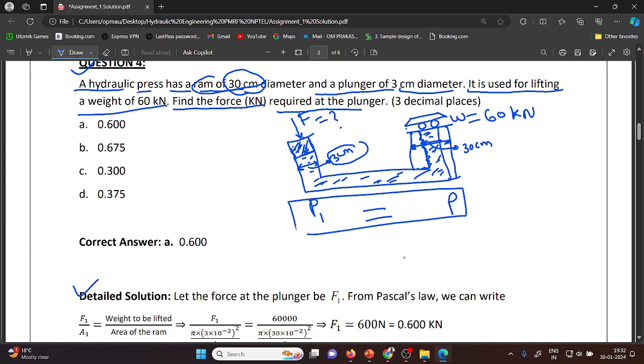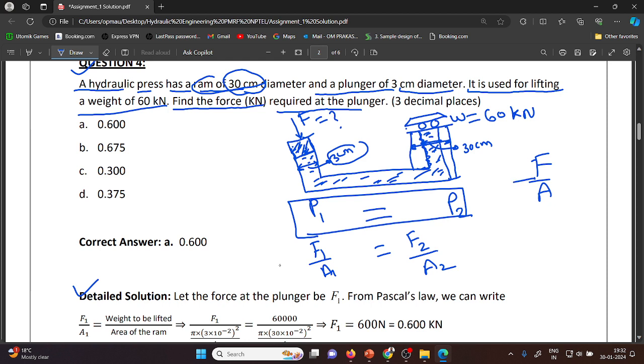I don't know if Pascal's law is covered in the basic things, but here the question is, so that's why I'm explaining. So pressure is equal to what? Force by area. So here F1 by A1 is equal to F2 by A2. Not shear stress, here the pressure. The pressure definition is also the force by area, right?